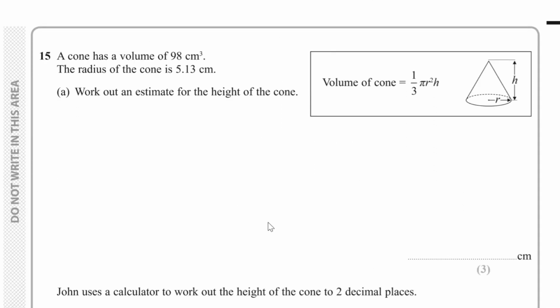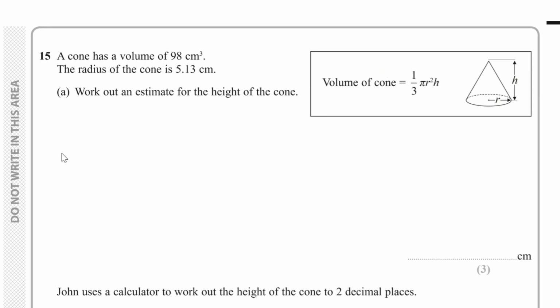Question 15. A cone has a volume of 98 centimeters cubed. The radius of the cone is 5.13 centimeters. For part A, we have to work out an estimate for the height of the cone. And we're given that the volume of a cone is equal to 1/3 pi r squared h. So we are finding out an estimate for the height.